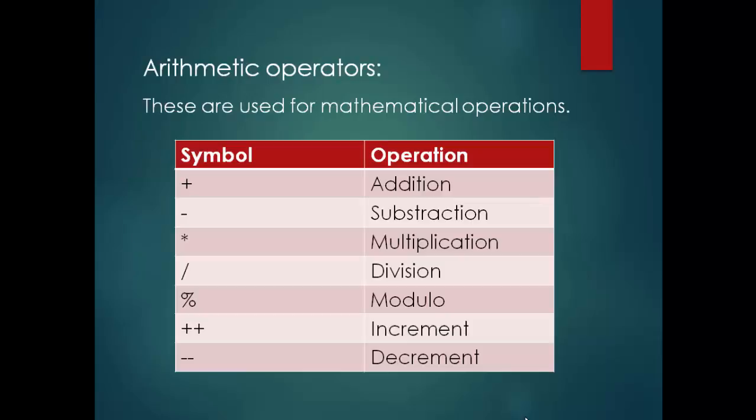Arithmetic operators are used for mathematical operations like addition, multiplication, division, modulo division, increment and decrement. The difference between division and modulo division is division gives the result as quotient, whereas modulo division gives the result as remainder. Increment and decrement are used to increase the values by one time. These are helpful when we are using loops.